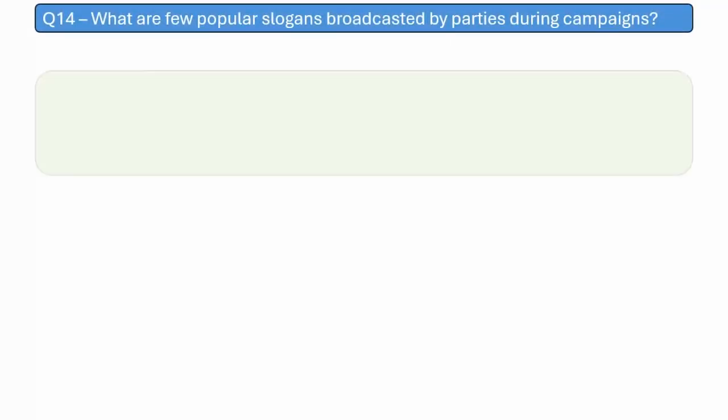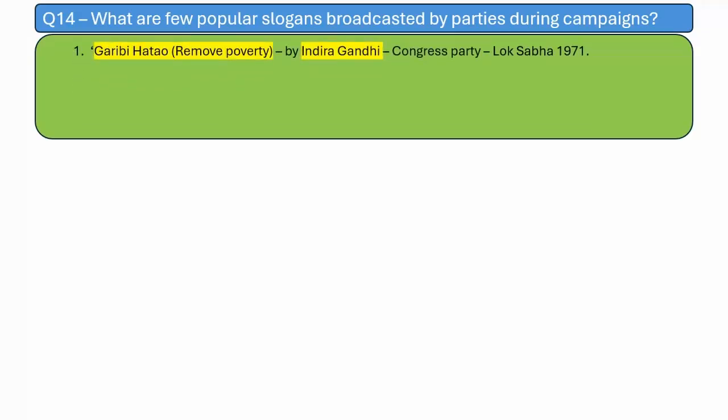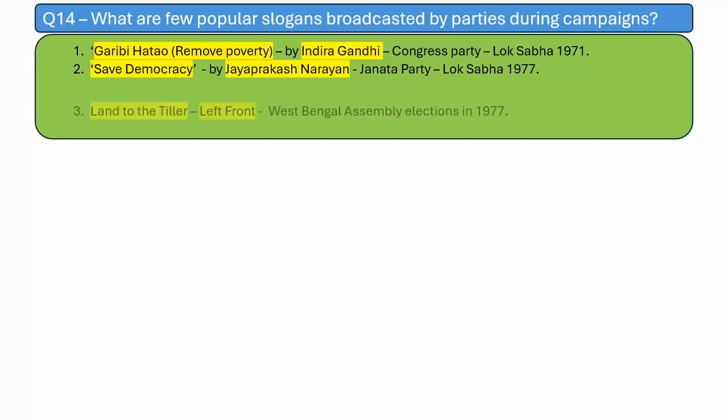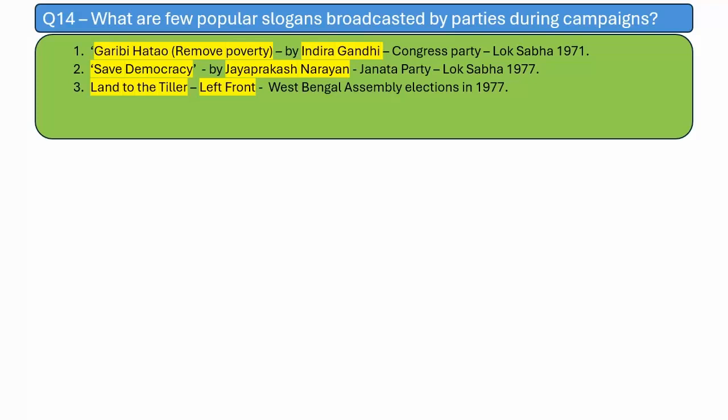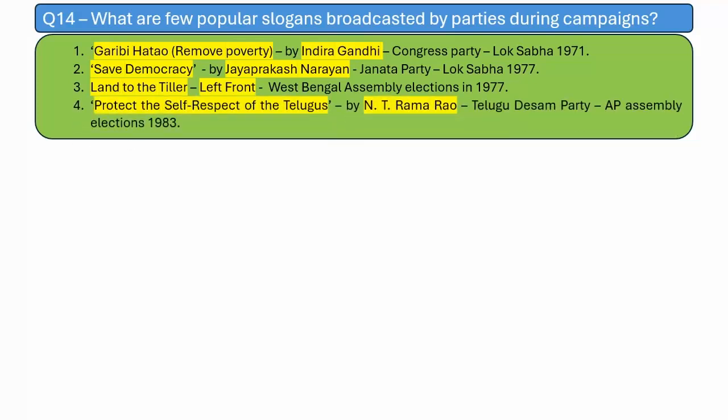What are a few popular slogans broadcast by parties during campaigns? Garibi Hatao, that is remove poverty, was a slogan broadcast by Indira Gandhi of the Congress party during the Lok Sabha elections of 1971. Save Democracy by Jaiprakash Narayan, who was from the Janata Party during the Lok Sabha elections of 1977, is another slogan. Another slogan is give the land to the tiller, that is, the farmer who works on the land is the owner, which was the slogan given by the Left Front of West Bengal during the assembly elections of 1977. Protect the self-respect of Telugus is a slogan given by N.T. Ramarao from the Telugu Desam Party in the AP Assembly elections during 1983.